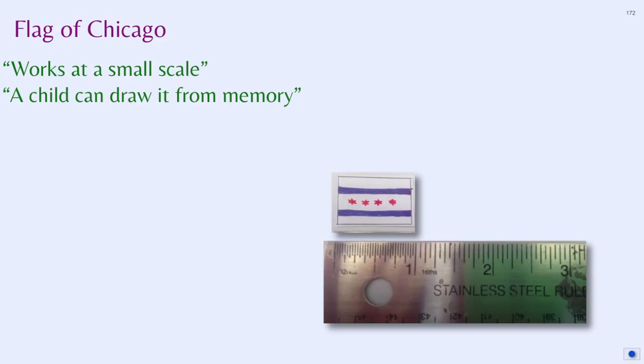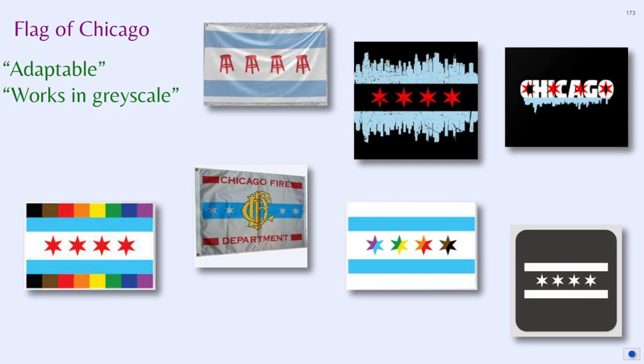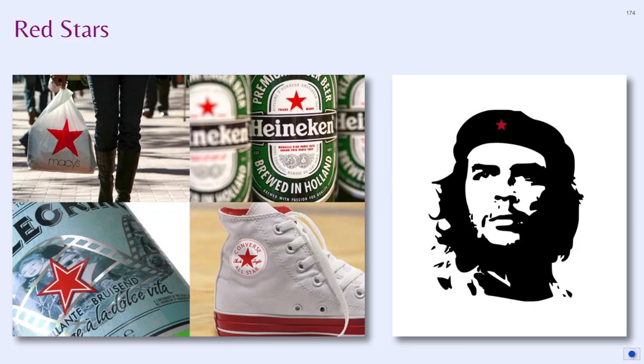So the flag of Chicago works at a small scale. A child can draw it from memory. It's adaptable. It works in grayscale. And never underestimate the power of a red star.